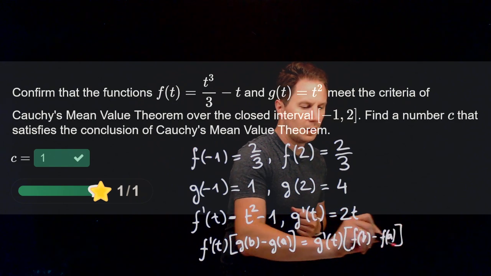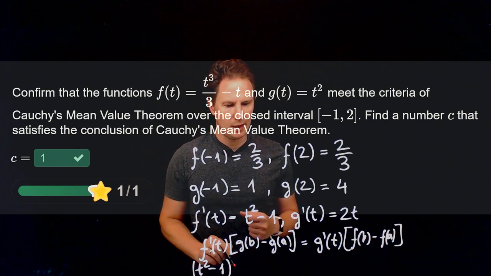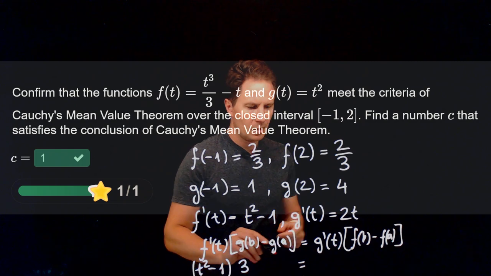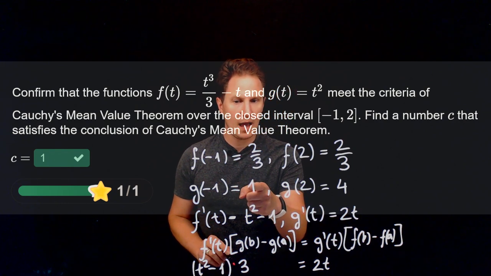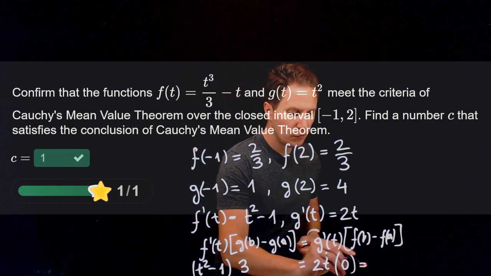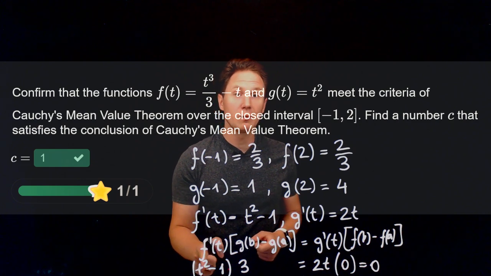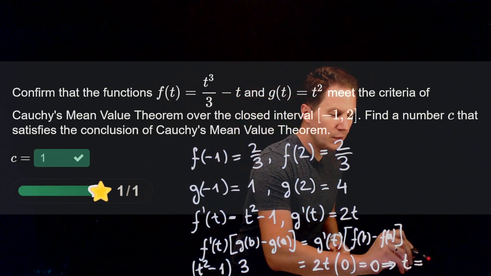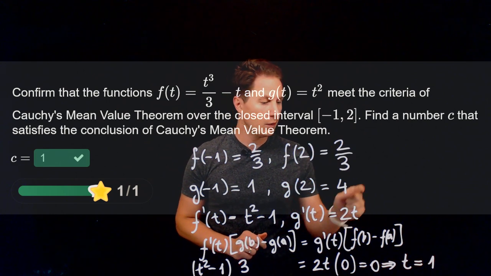Now, the left-hand side of this equation is t squared minus 1 multiplied by the difference of endpoint values for g, so that's 4 minus 1, that is 3, whereas g prime of t is 2t multiplied by the difference of endpoint values for f, 2/3 minus 2/3, so that is 0. The right-hand side is therefore 0, so we are looking for t that is a solution of this equation, so t squared minus 1 must be 0, t must be plus or minus 1, and out of these two values only t equals 1 is inside the open interval between negative 1 and 2. Therefore, the value for c is 1.